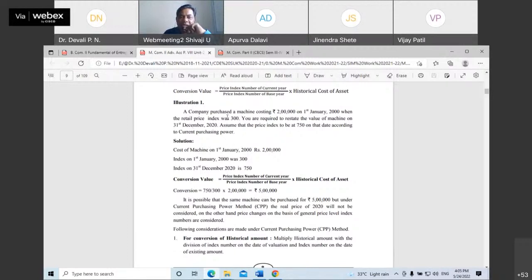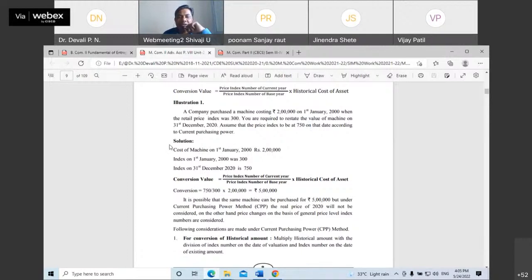A company purchased a machine costing rupees 2 lakh on 1st January 2000. See what's happened here. We have purchased one of the machinery on 1st January 2000. It is costing rupees 2 lakh. The retail price index was 300. So it is given. You are required to restate the value of the machine on 31st December 2020.